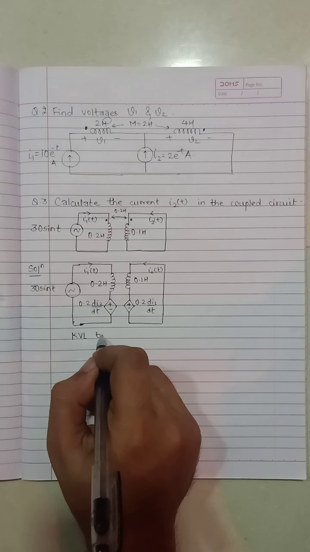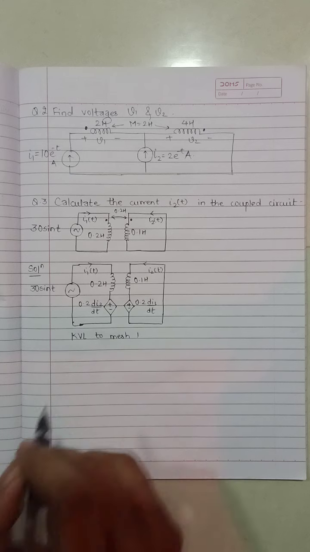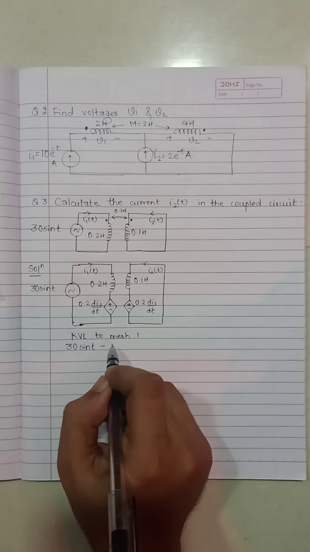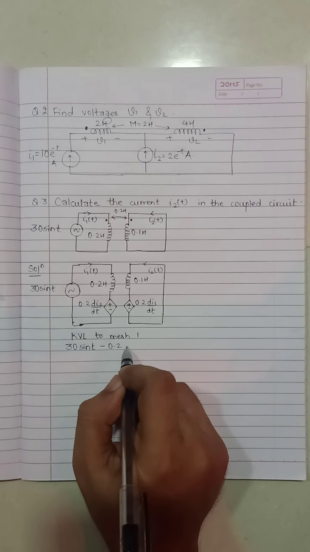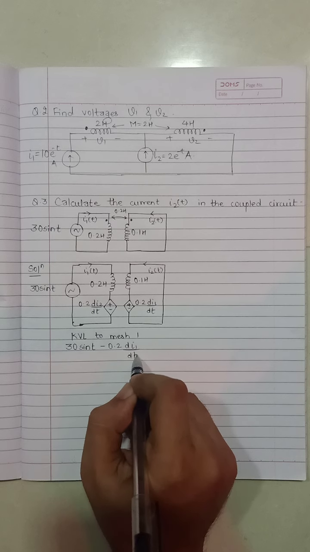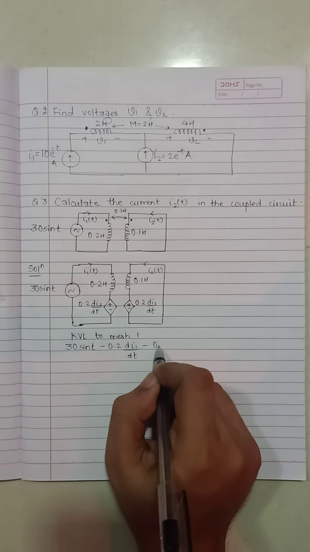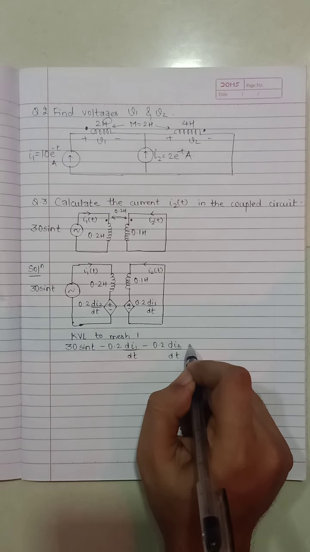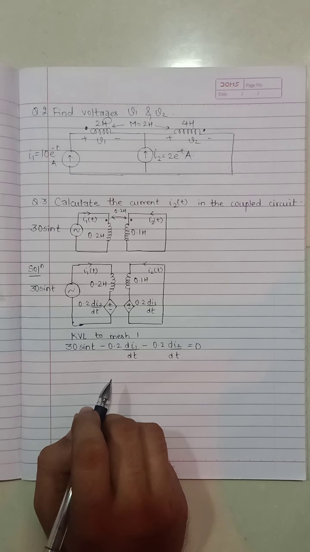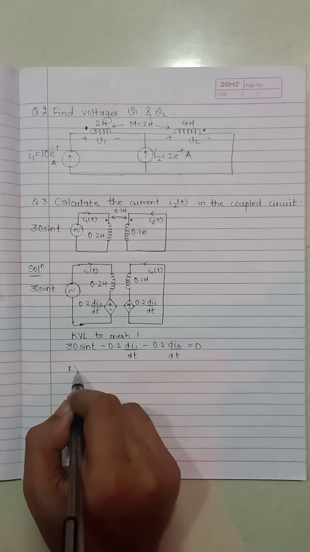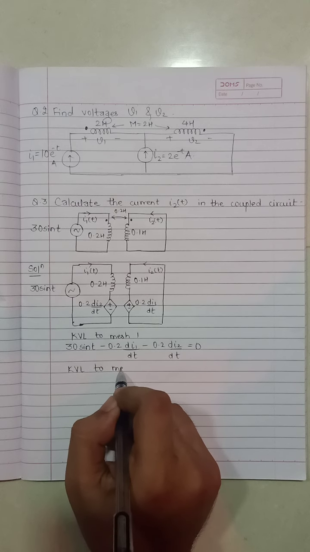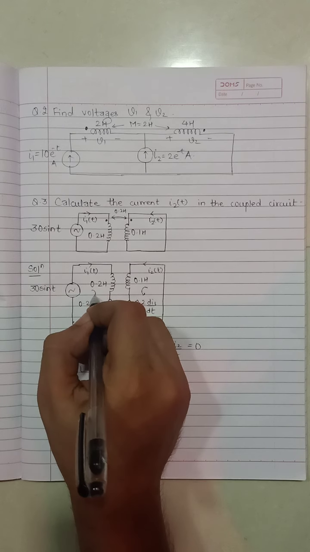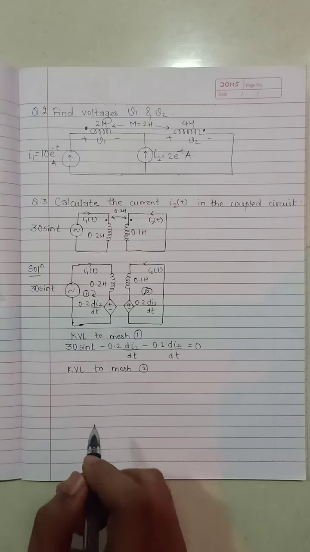KVL to mesh 1. So it will give me 30 sin T minus 0.2 di1 by dt minus 0.2 di2 by dt is equal to 0. Now I'll apply KVL to mesh 2, that is this mesh. This is mesh 1, this is mesh 2.